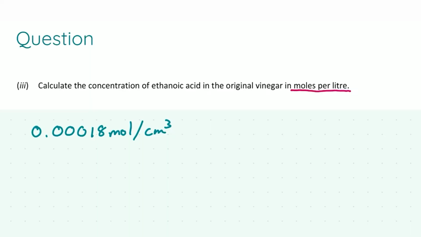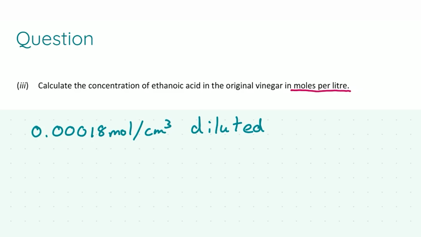Now they're asking us to calculate the concentration of ethanoic acid in the original vinegar in moles per litre. So we're starting off here, and this is not the original vinegar. This is the diluted. Just make note of that when you're going through the question. This is the diluted moles per centimetre cubed. So to get to moles per litre, first we'll just get the diluted version and then we'll work on getting the original. So we know that there is 1,000 centimetres cubed in a litre. So to get from centimetres cubed to litres, you literally just multiply across by 1,000.